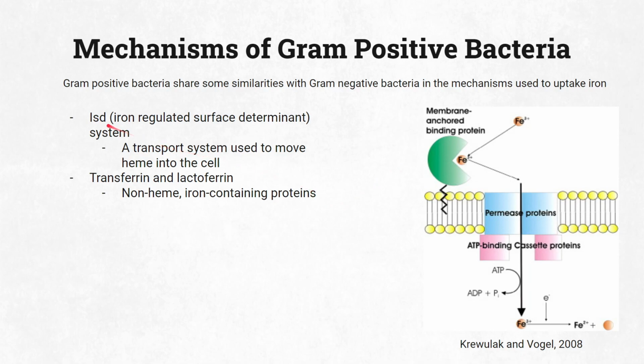We will be covering the Isd, the iron-regulated surface determinant system present in these bacteria, which is a transport system used to move heme that is specialized to gram-positive. And we'll also look at transferrin and lactoferrin interactions, which are non-heme but still iron-containing proteins. So they're not typically part of a larger constituent. They're proteins present on their own that bind to iron.